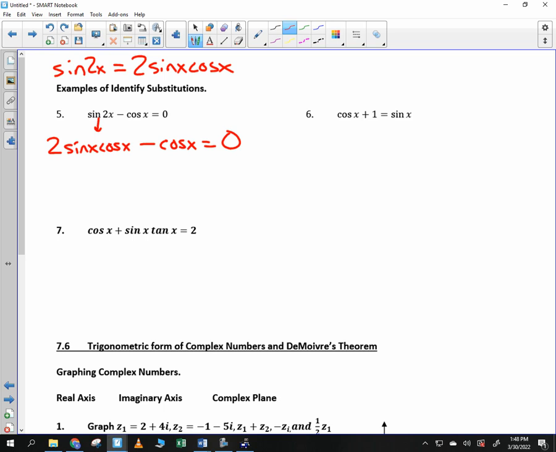Now, as Morgan said, just factor out the cosine. We have already determined via a previous problem where the cosine of x is equal to 0. When is cosine equal to 0? 90 degrees and 270 degrees. Good. What is the other equation we need to solve? 2 sine of x minus 1 is equal to 0. Or in other words, where is sine of x equal to 1/2?